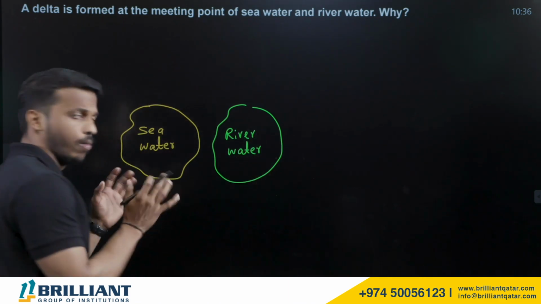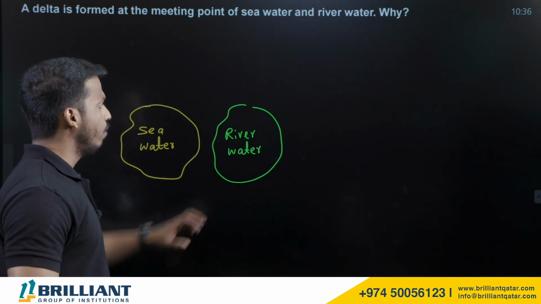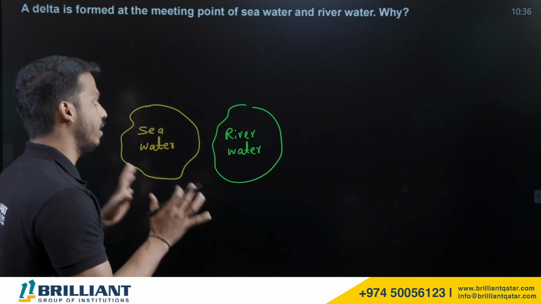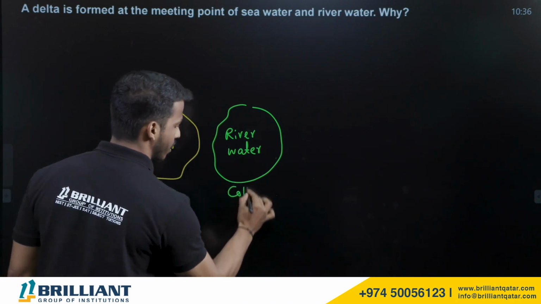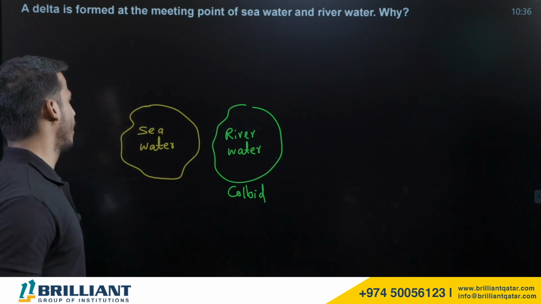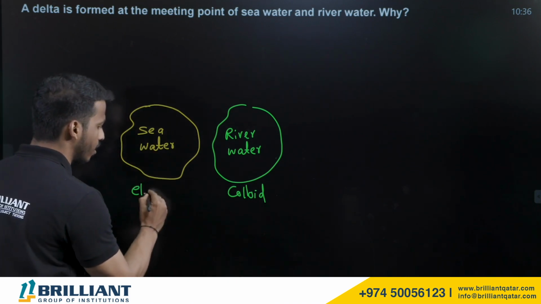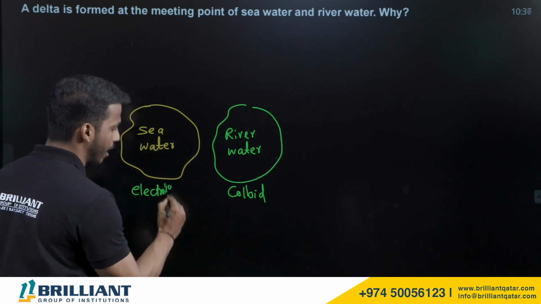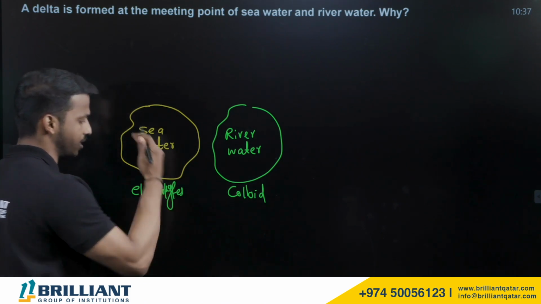Just consider it as muddy water. Okay, muddy water. River water, the muddy river water, is the colloid. This is actually your colloid. The muddy river water is the colloid, whereas sea water is the electrolyte, which contains many electrolytes, right? Electrolytes, especially NaCl like that.